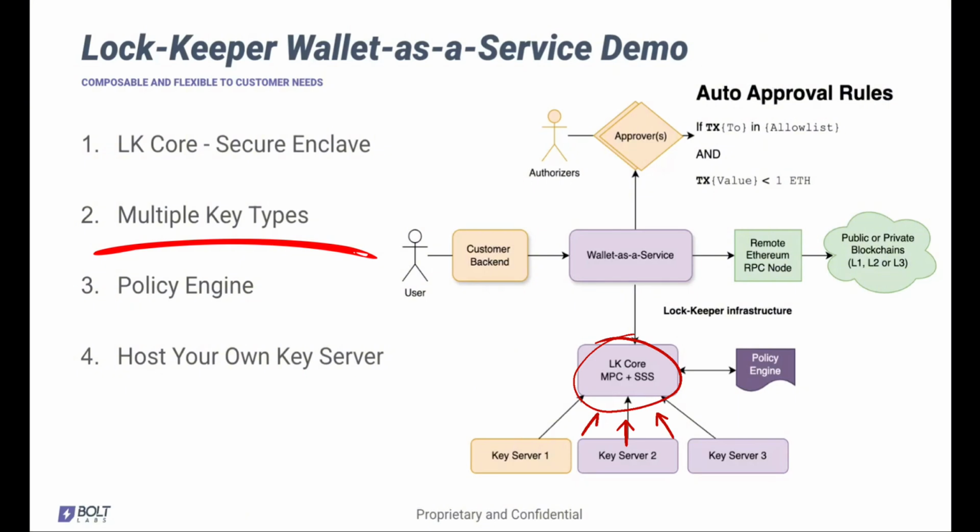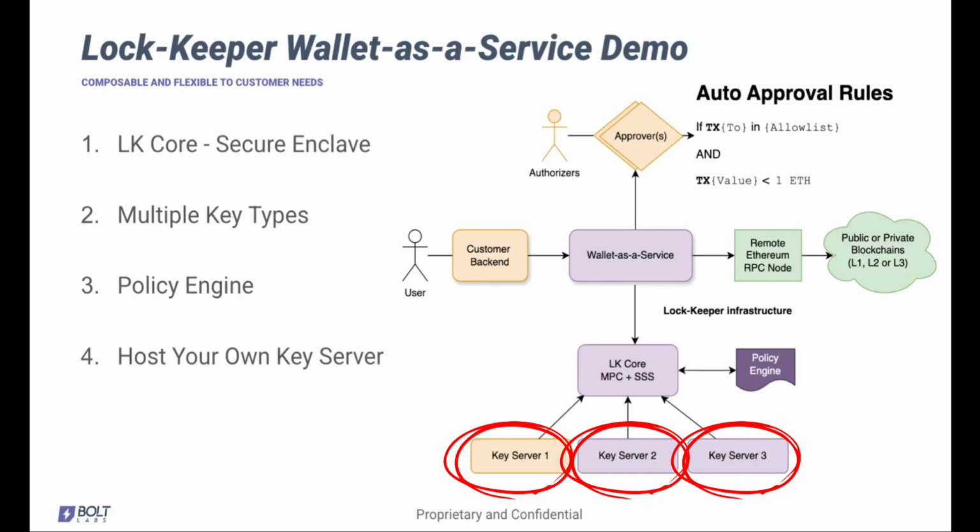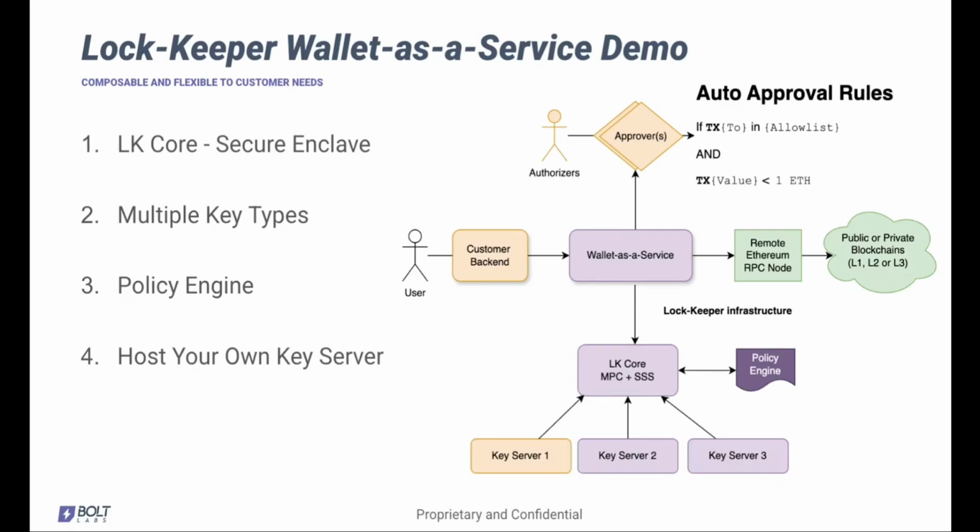Now, whenever a transaction request for signature comes into Lockkeeper core, partial signatures are generated at the key server with each shard. Then the partial signatures are combined to form a complete signature for the transaction at the Lockkeeper core.